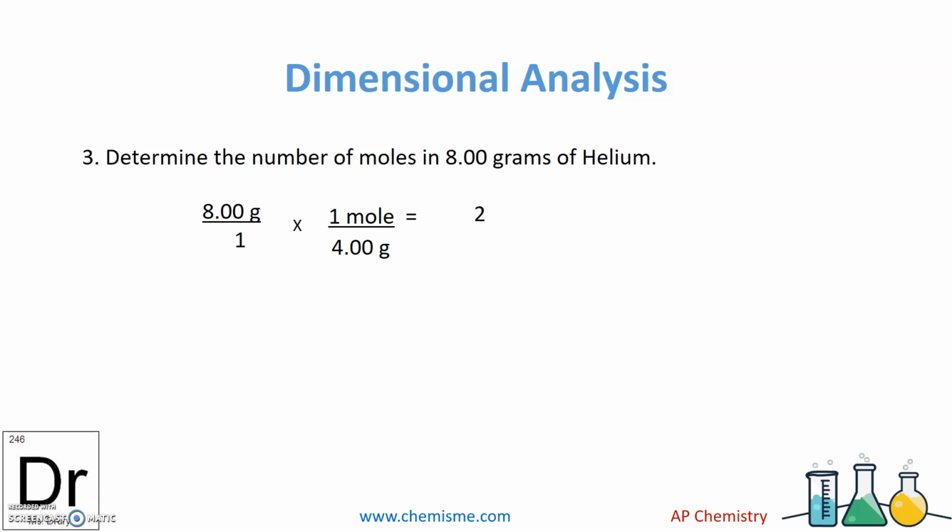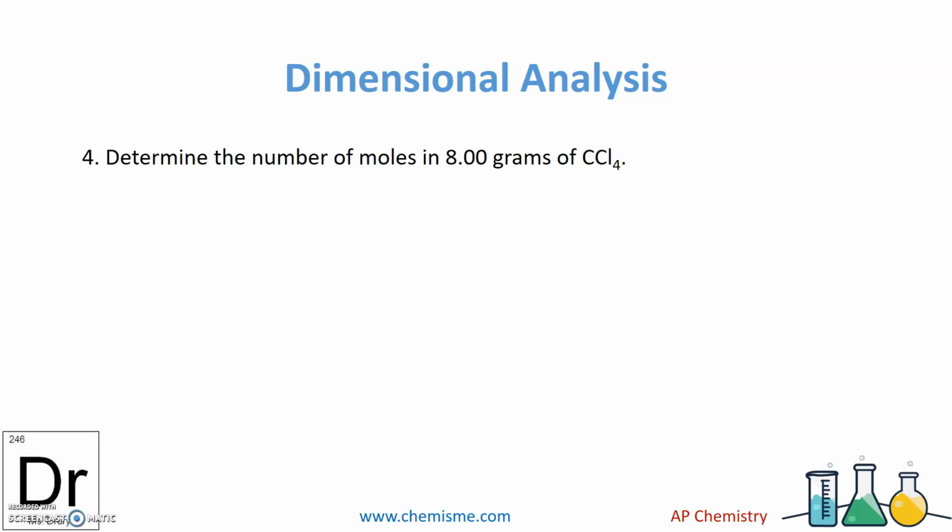Some people had already known that because they were able to do it in their head. They're like, hey, helium only weighs 4. I have 8 of them, so I have twice the amount, 2. But again, we're also looking at how to set this up for future problems. Not only do we want to do that, but check sig figs: 8.00 is specific to 3 numbers, 4.00 is specific to 3 numbers. So I want 3 numbers, and the way we can do that is add on some decimal places and put our unit, so 2.00 moles.